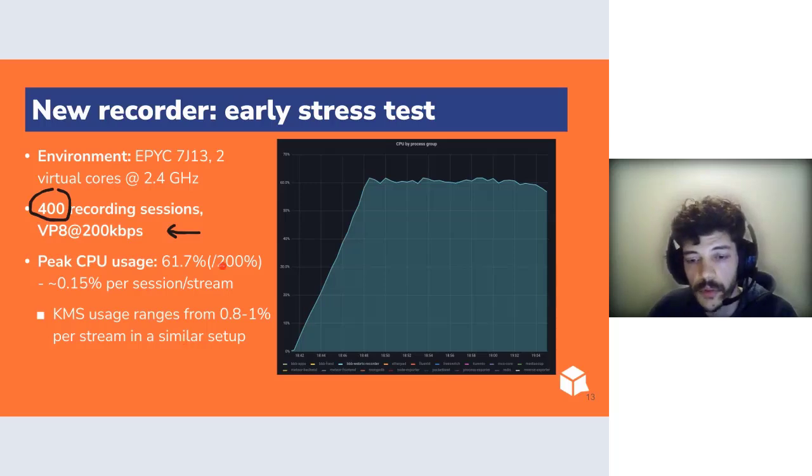And the peak CPU usage, over 200% being 2 cores, was 61.7, which is this peak here. And that's a pretty satisfactory CPU usage per session stream. So that's 15% per stream. For instance, Kurento CPU usage ranges from 0.8 to 1% per stream in a similar setup. So that's a sizable reduction in server-side resource usage, which speaks well of this new application.